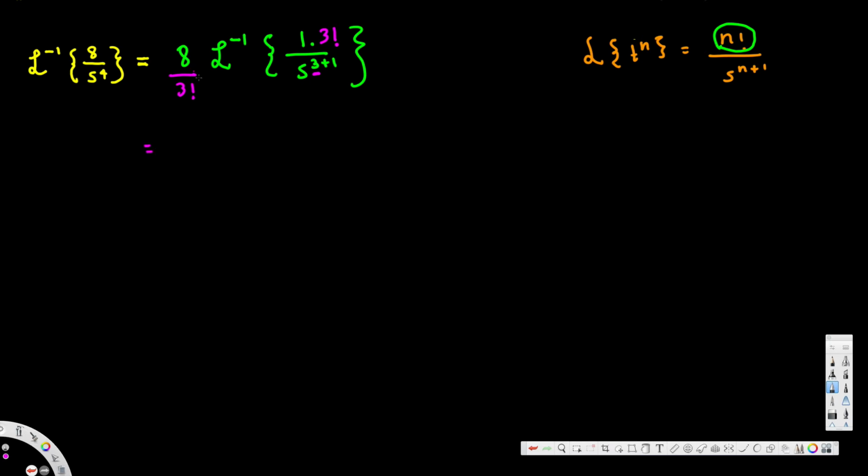So finally, if we simplify this, 8 over 3 factorial is 8 over 3 times 2 times 1, that's 6. And then the Laplace inverse of 3 factorial over s power 4 is going to be t power n. In our case, n is 3, so this is going to be just t cube. So this is going to be 4 over 3 t cube, and that's the inverse Laplace transform of 8 over s power 4, and that's how we do that.